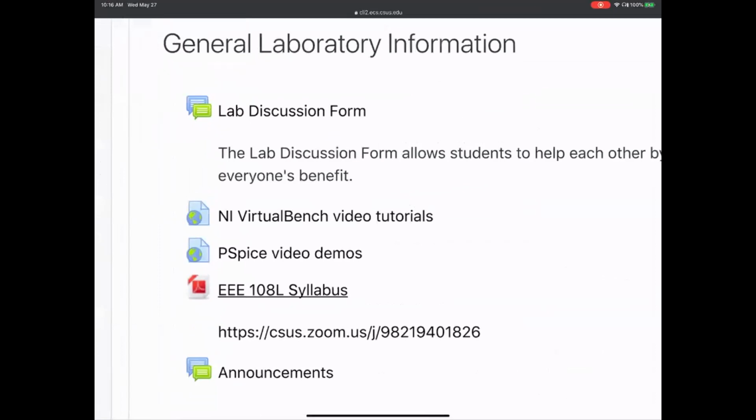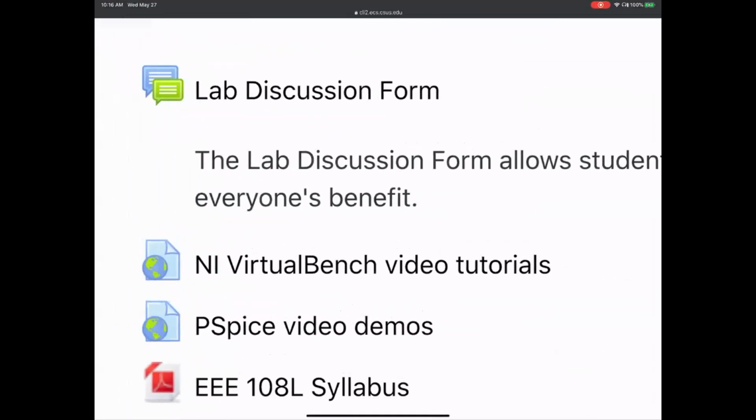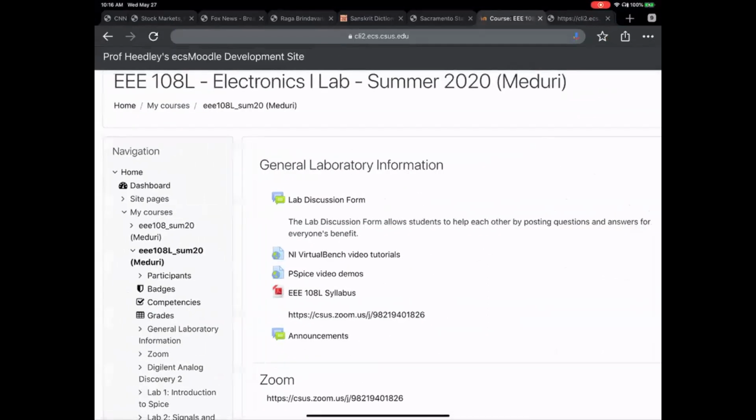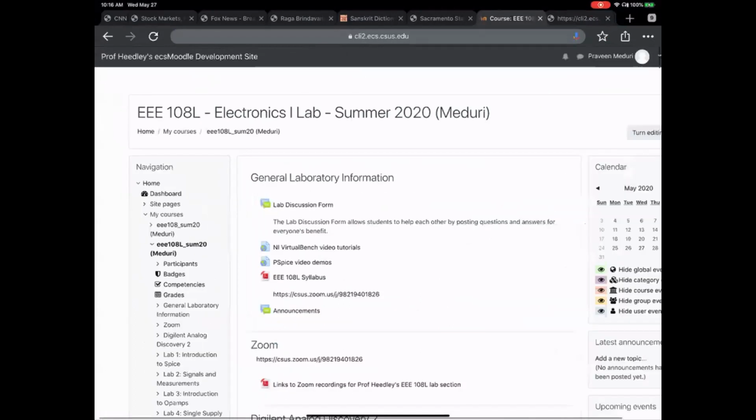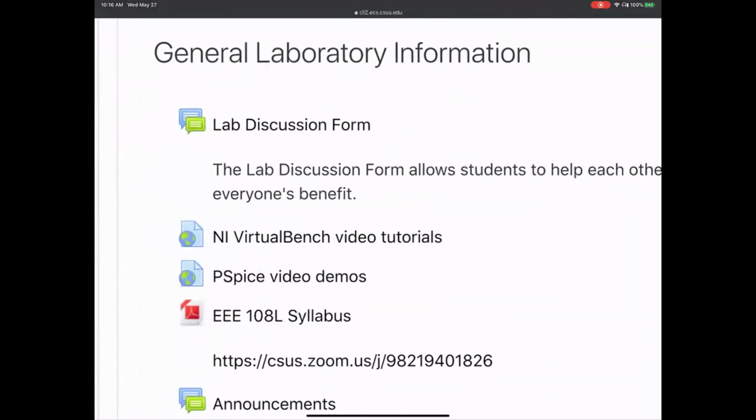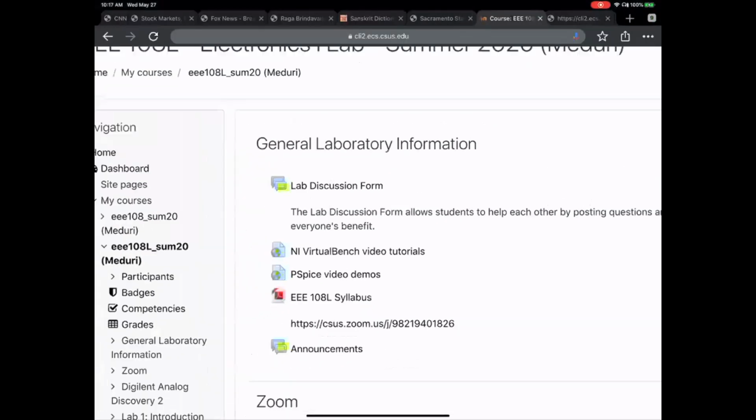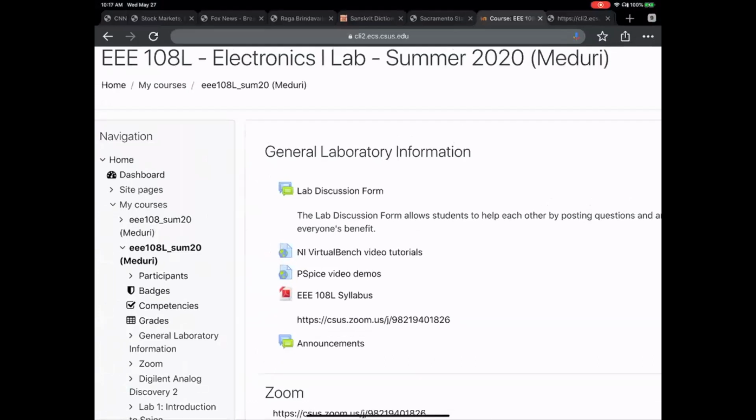The first thing you would watch is the PSpice video demo. Right under the tab of general lab information, right at the top of the page, there's a PSpice video demo link that takes you to Dr. Hadley's website repository, a media site collection of his videos. So you really want to make sure that you watch these videos and thoroughly understand these simulations, this software. You don't have to download the PSpice software. It's already installed on Hydra for you. So that is where you would need to go. PSpice video demos. Questions, please.